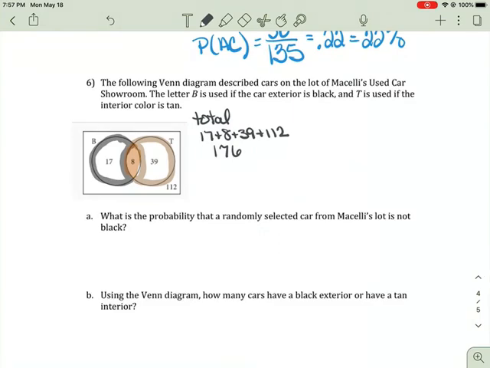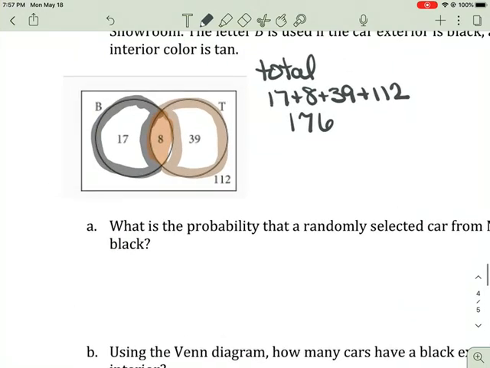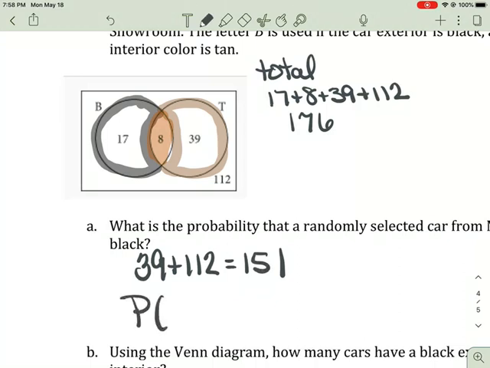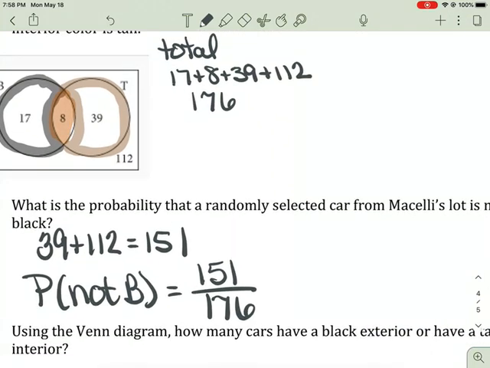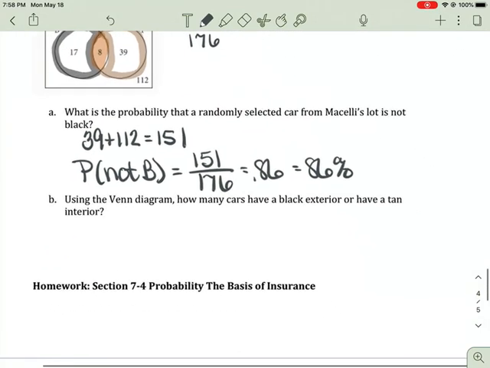What's the probability that a randomly selected car is not black? To me, that's 39 and 112, which add to 151. So the probability of not black would be 151 over 176. You can write that as a decimal if you choose to do so. So about 0.86 or 86%, depending on what the problem asks for.